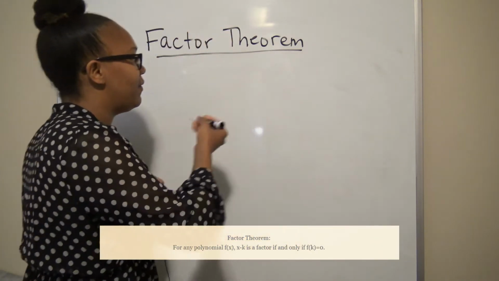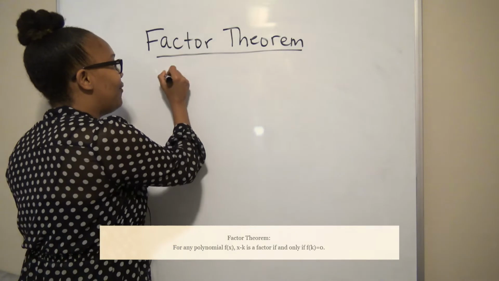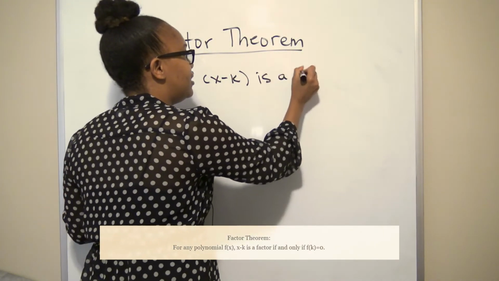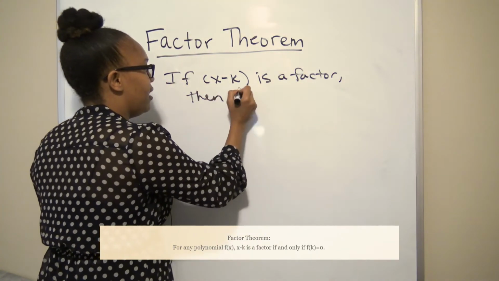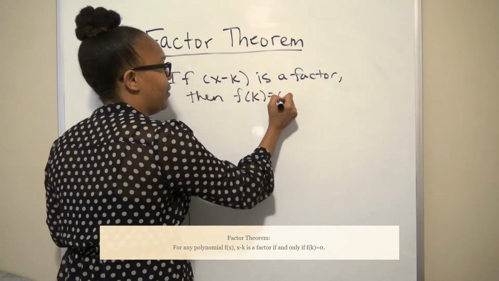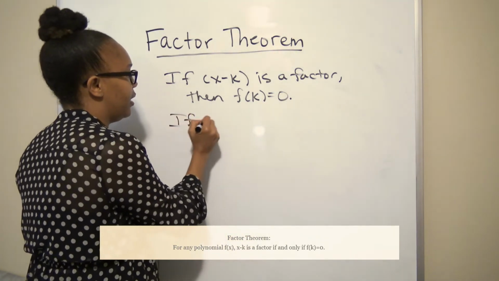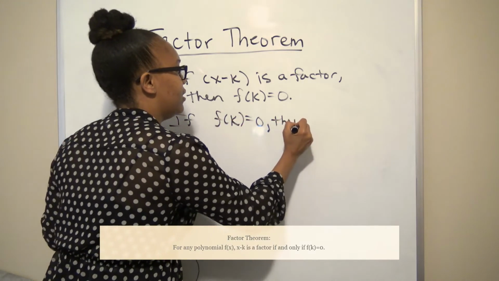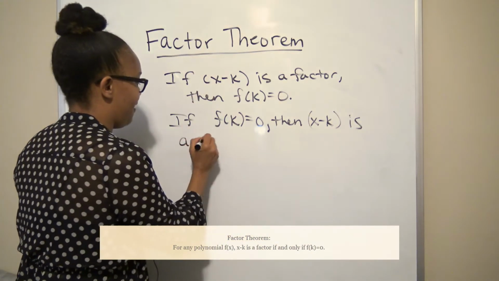Alrighty, so the if and only if means that the conditional goes both ways. That means if x minus k is a factor, then f of k equals 0. That means that k is a 0 of the polynomial, but it also goes the other way. If f of k is 0, then x minus k is a factor.